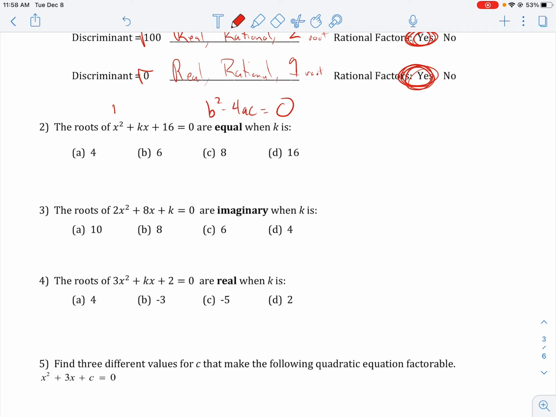My a value here is 1, my b value is k, and my c value is 16. So I just plug in what I have here. b is just going to be k squared minus 4 times 1 times 16 is equal to 0. So I get k squared minus 64 is equal to 0. We need to figure out which one of these numbers, if I substitute it in for k, do I get a 0? Basically we're looking for something squared equal to 64.